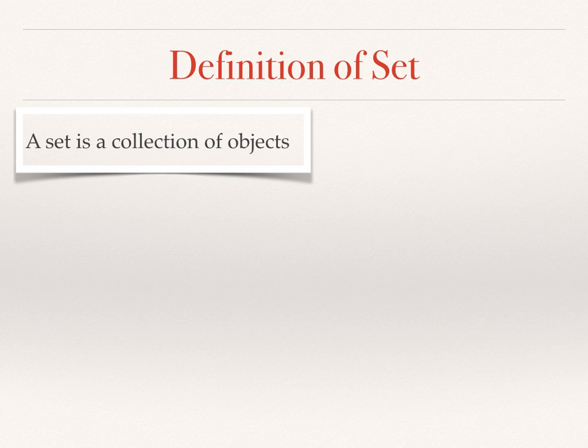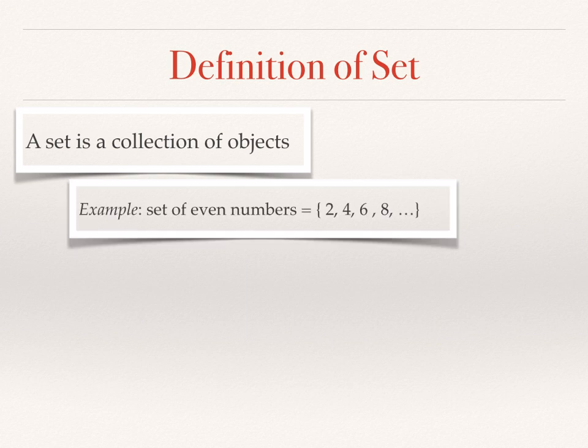So here is an example of how you could write up the elements of a set. Suppose we want to write up the set that consists of even numbers. We open the curly brackets and start writing the elements separated by commas: 2, 4, 6, 8, and so on, because of course there is an infinite number of even numbers, and then we close with another curly bracket. So that's how we represent a set.